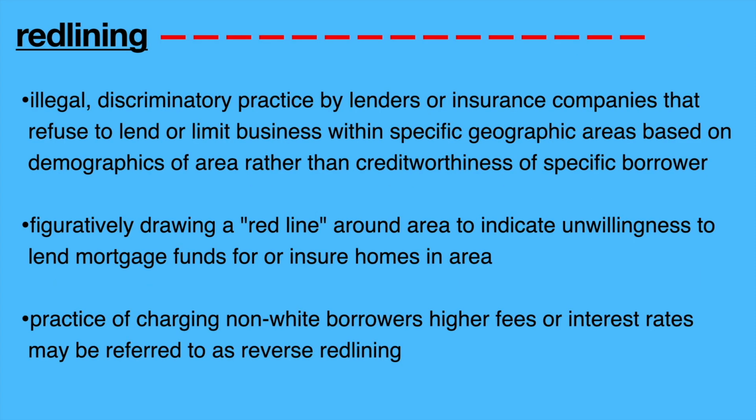Redlining. Redlining is an illegal, discriminatory practice by lenders or insurance companies that refuse to lend or that limit business within specific geographic areas based on the demographics of the area rather than on the creditworthiness of the specific borrower. Figuratively drawing a red line around an area to indicate unwillingness to lend mortgage funds for or insure homes in that area. In another twist, the practice of charging non-white borrowers higher fees or interest rates may be referred to as reverse redlining.